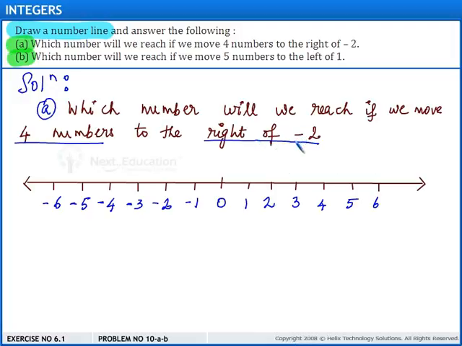Mark the point -2 on this number line. So -2 is here. Now we need to move 4 numbers to the right of -2. So 1, 2, 3, 4. 4 numbers to the right of -2.